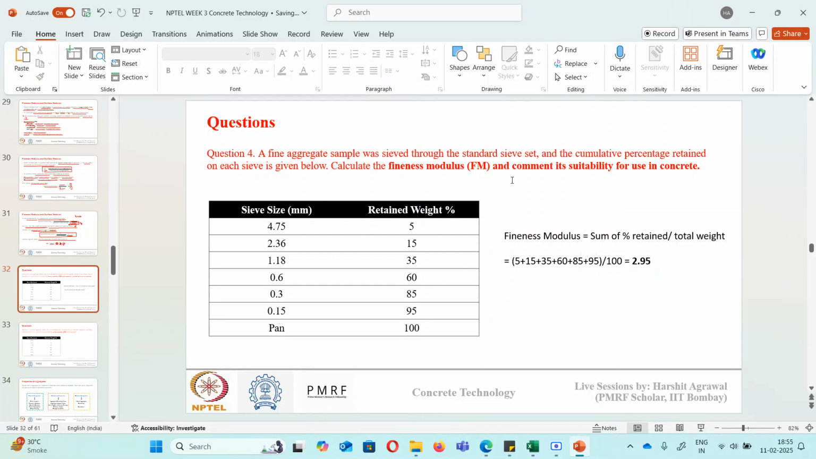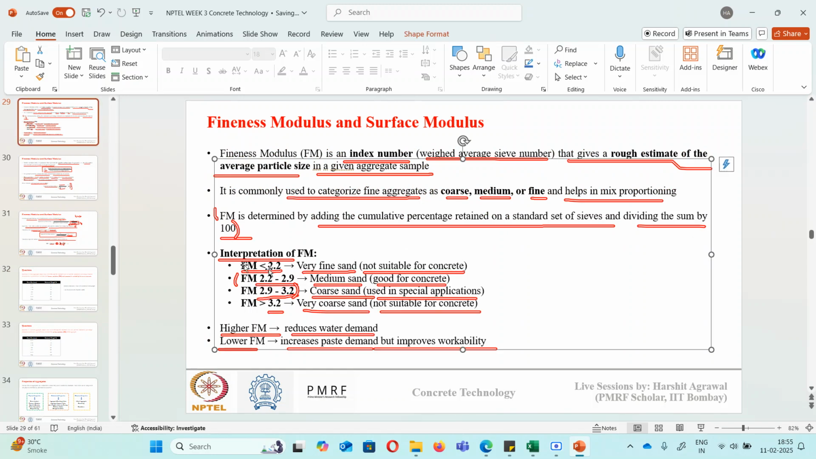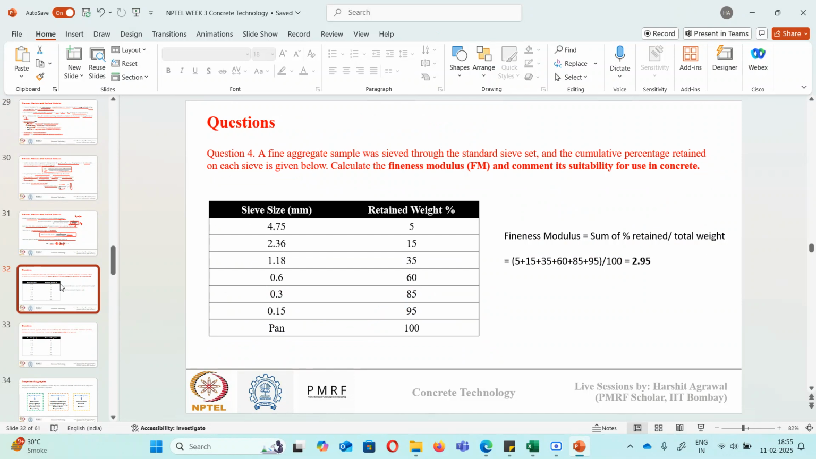Now, how can I comment on the suitability for use in concrete? We know this table scale. So 2.95 is lying in this range, very close to 2.9. So we can say it is good for concreting. They are not very fine and not very coarse.